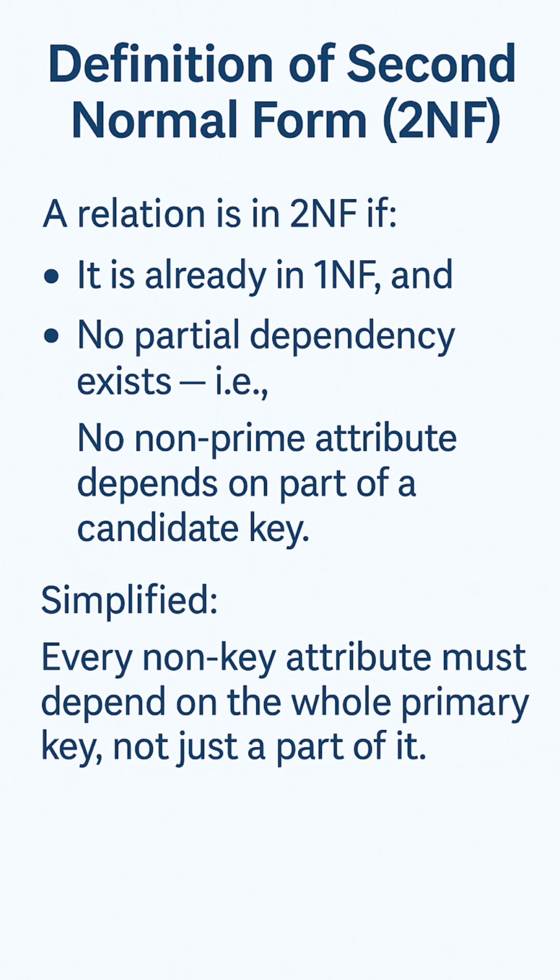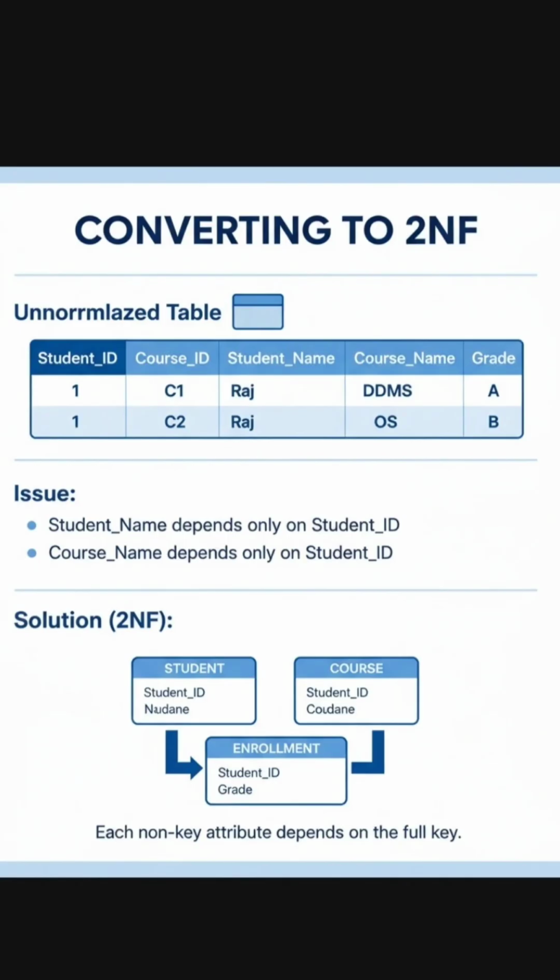Now, what is the condition of the second normal form? The second normal form condition is that it must be in 1NF and there is no partial dependency, meaning no non-key attribute depends on part of any key attribute. So what is the need of 2NF? Now we can see this example.